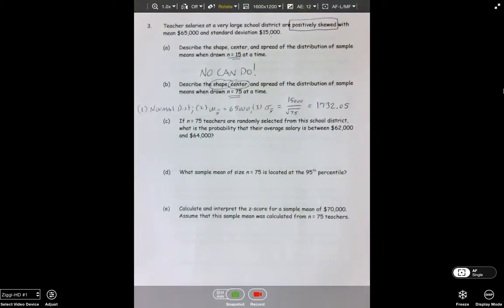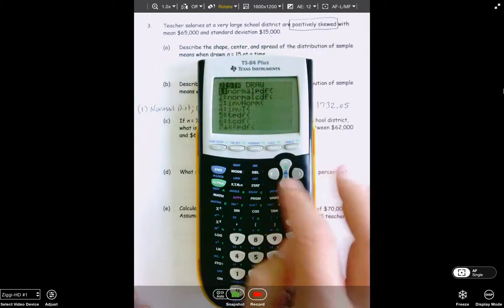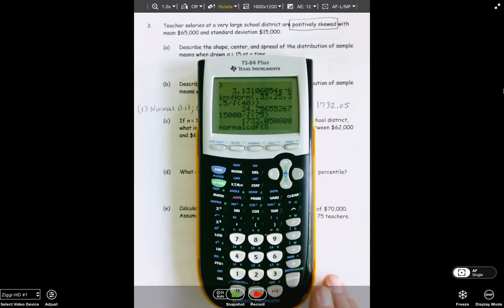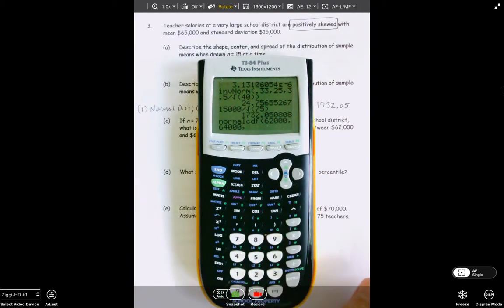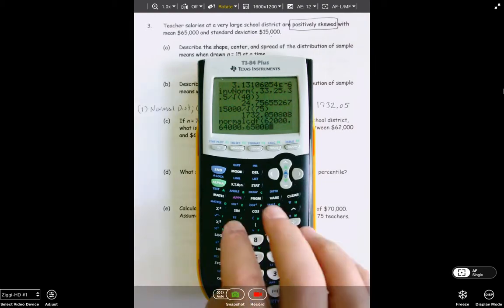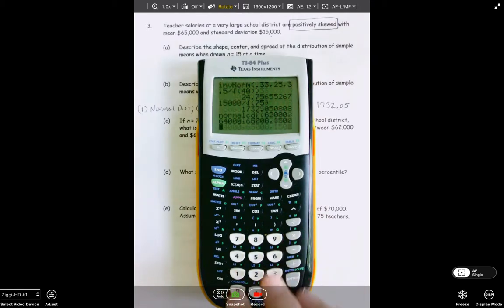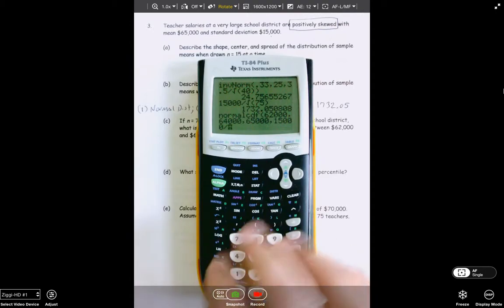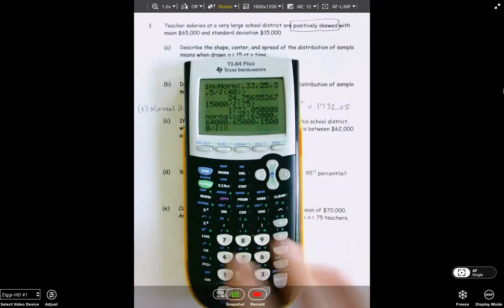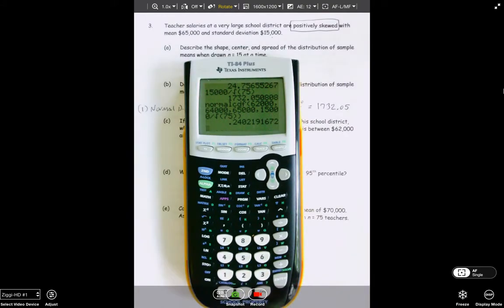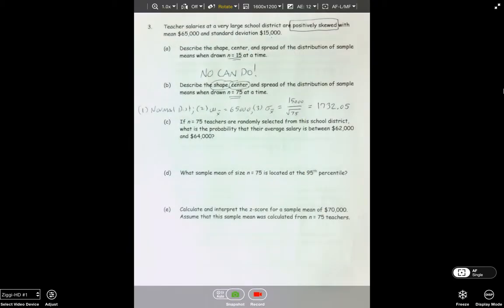All right, cool. So 75 teachers are selected at random. That's important. Otherwise, we can't calculate probability. So what's the probability of their average salaries between 62,000 and 64,000? Well, that's a classic normal CDF problem. We're looking at probability, so we want between 62,000 and 64,000, with a mean of 65,000 and a standard deviation of 15,000 divided by the square root of 75. 0.2402 is going to be the answer to this problem.